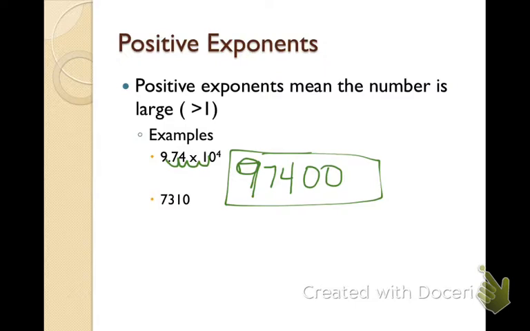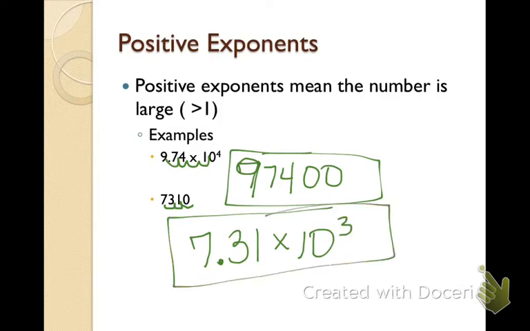Now let's condense this one down here. We have 7,310. There is no decimal point, so that final 0 is not significant. So go 1, 2, 3, so 7.31 times 10 to the third. That shows that this number, by having a positive exponent, is going to be a larger number.